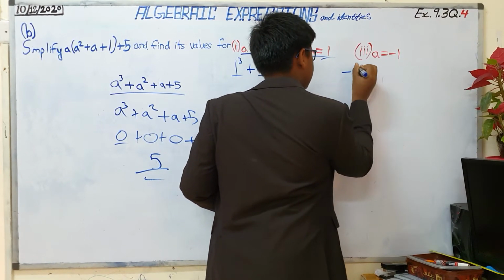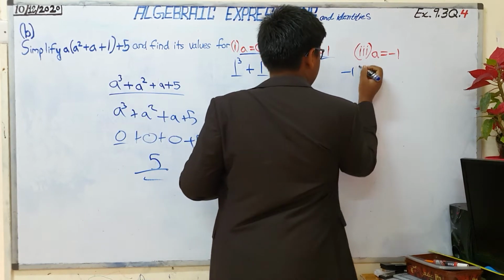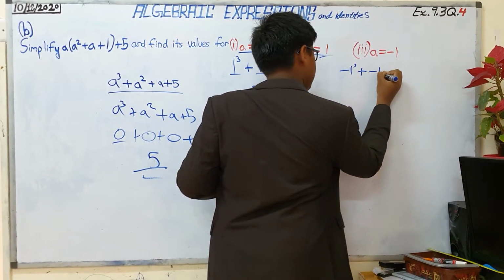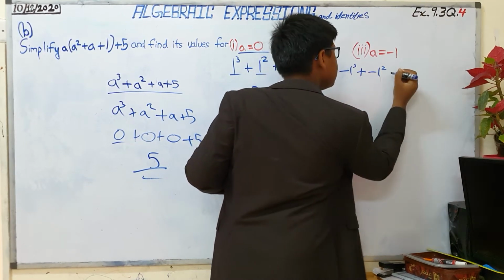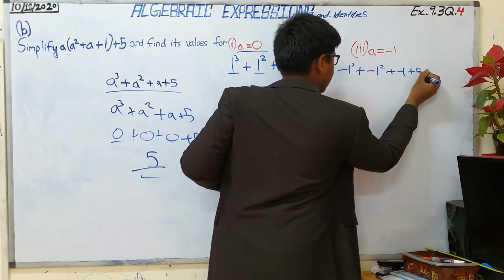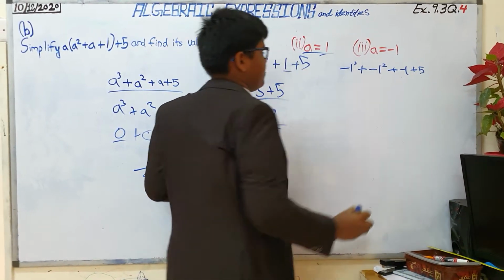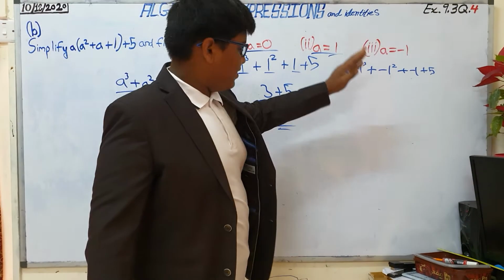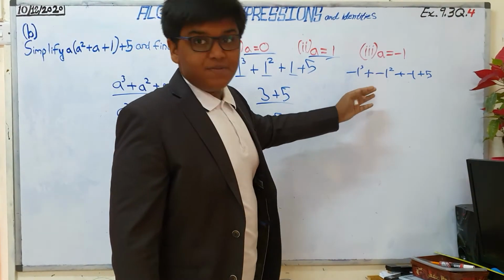Now minus 1 cubed, plus minus 1 squared, plus minus 1, plus 5. So this is the whole expression formed here. Now minus 1 which has a cube and minus 1 which has a square.